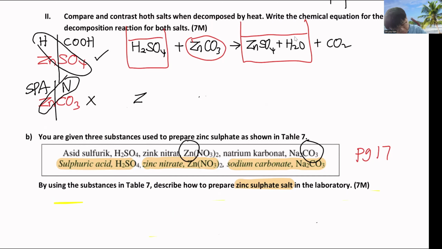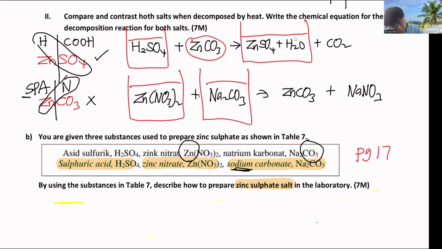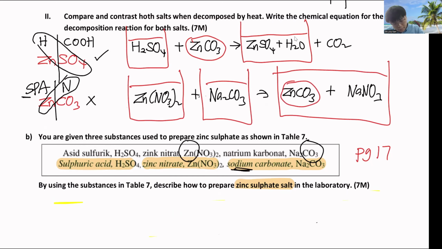So the first one needed is my zinc nitrate, plus the second one. You can see we have sodium here. So sodium carbonate. Then you'll get your zinc carbonate plus sodium nitrate. So this is the one I want.